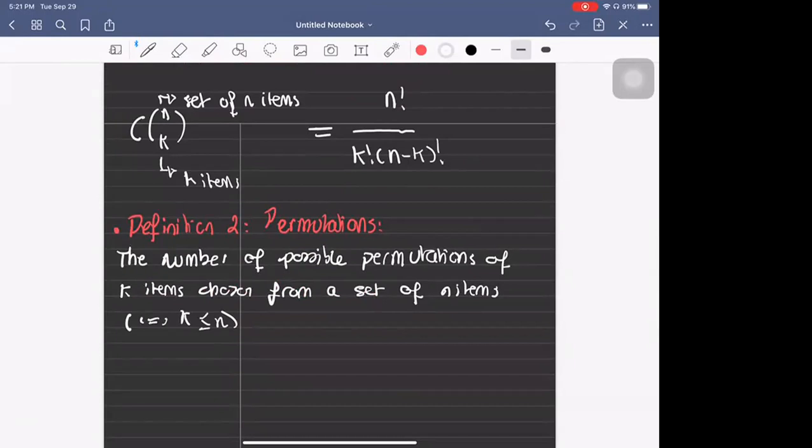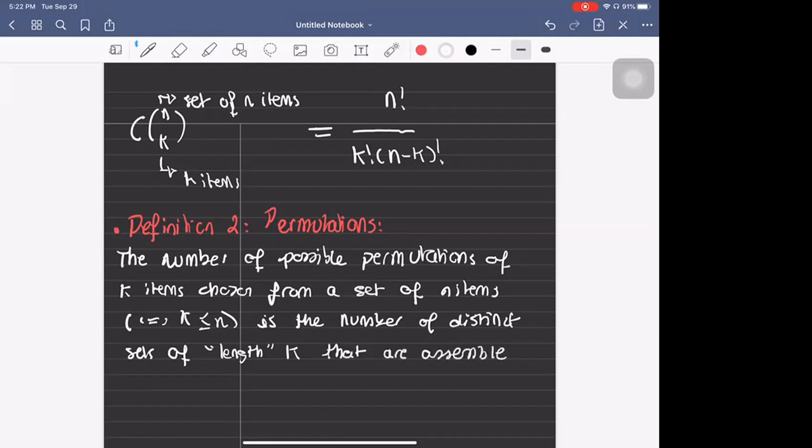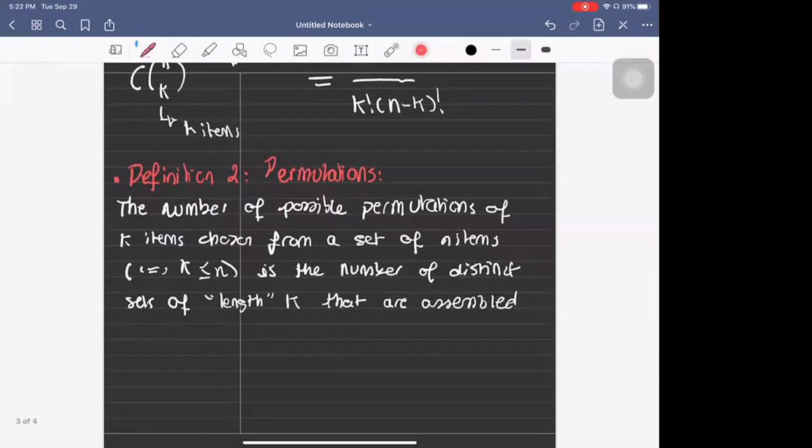So the number of possible permutations of K chosen from N is the number of distinct sets of, I'm going to say, length K. I don't really like that word, but okay. That can be assembled. And that's the other important part. That's what differentiates permutations from combinations: when different orderings are considered to be different.